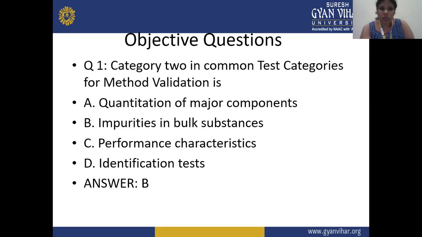Now the objective questions. The first objective question: Category 2 in common test categories for method validation is, answer B is correct, that is impurities in bulk substances. There are multiple categories, so category 2 is the main thing: quantitation of major components, impurities in bulk substances, and identification tests.